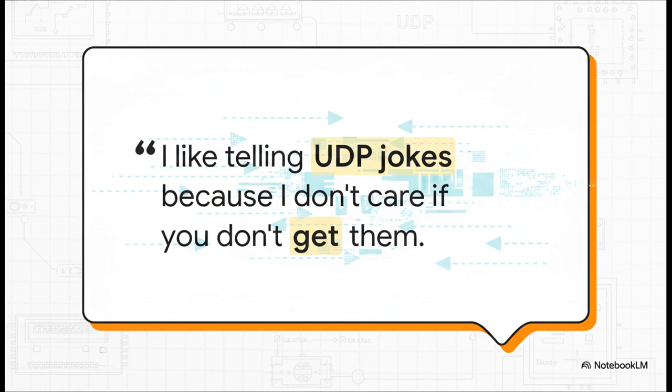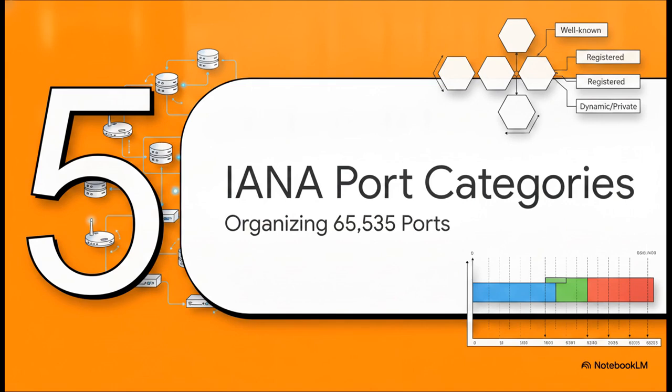If you're watching a live video stream or playing a fast-paced multiplayer game, you would much rather drop a pixel or a frame than wait for the entire network to halt, find the missing data, and send it all over again. Which brings us to Section 5, IANA port categories.